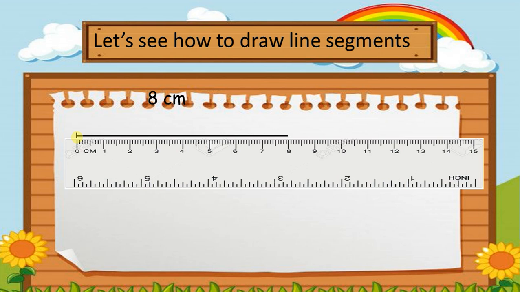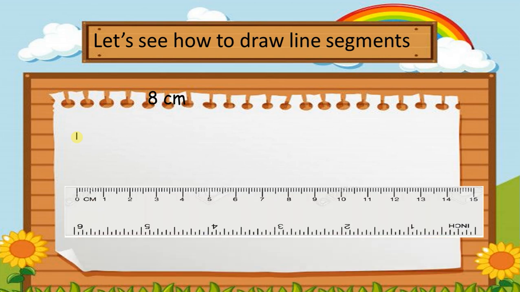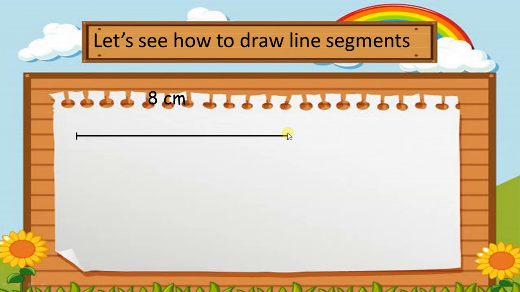See, children, one more time I'll be telling you. First, you have to draw a simple small line, place the centimeter side of the scale over there, place 0 just next to that line, and here you are drawing 8 centimeter. Draw a line till 8. See, can you see I have drawn the line till 8 because I want to draw 8 centimeter. Now remove your scale, draw another small line. Now here you have drawn a line having 8 centimeter.